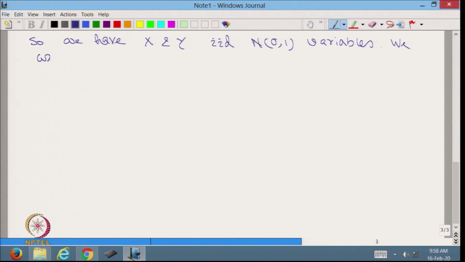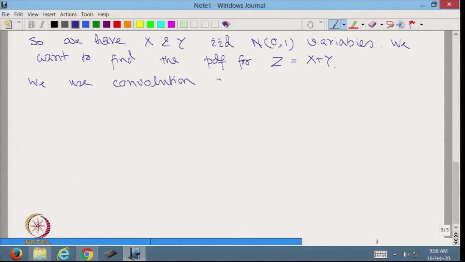We want to find the PDF for z is equal to x plus y. We use convolution as before. Therefore, f z of z is equal to the integration over f x of x times f y of z minus x dx.